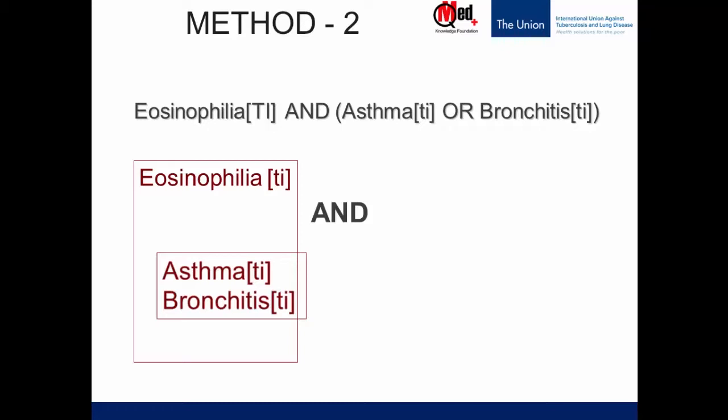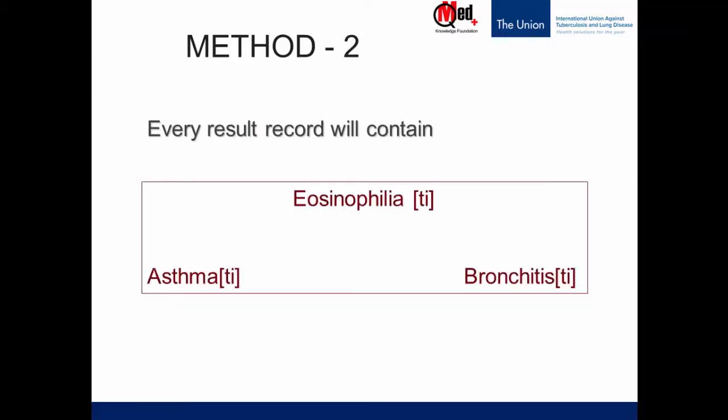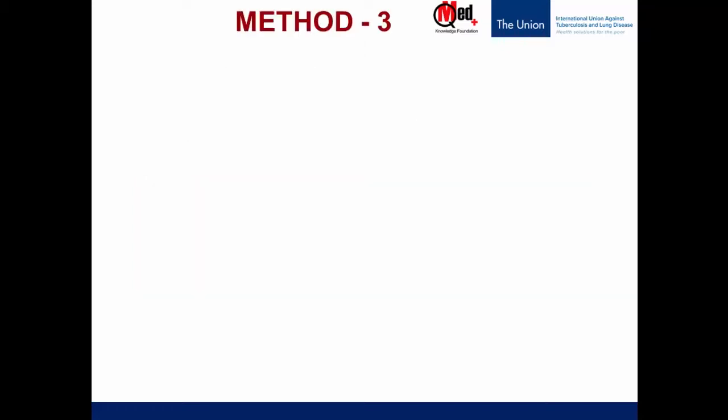So how will the final results look like? Let's see. In the final result, every record will contain eosinophilia for sure, and either asthma or bronchitis. So pictorially, this is just a mirror image of the previous method that we did. Let's move on to the last method.